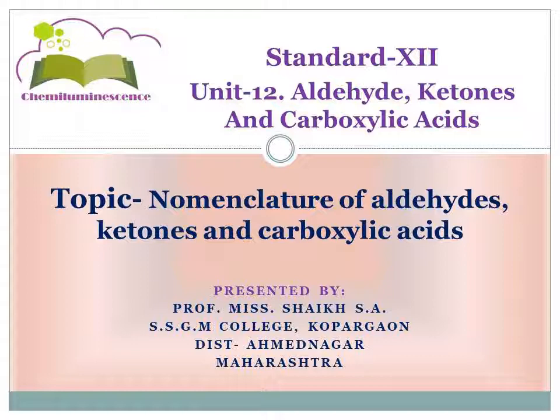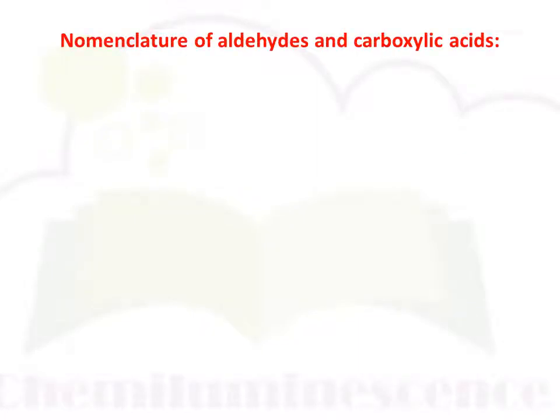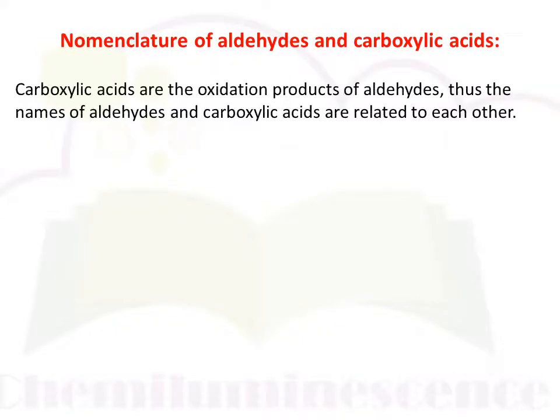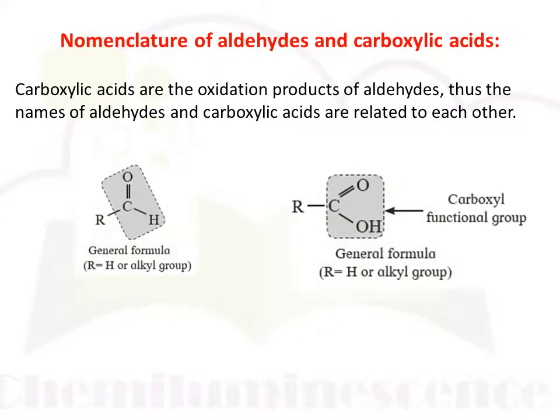In this video, we are going to study the nomenclature of aldehydes, ketones and carboxylic acids from unit number 12, aldehydes, ketones and carboxylic acids. First, we will study the nomenclature of aldehydes and carboxylic acids. Carboxylic acids are oxidation products of aldehydes. Thus, the names of aldehydes and carboxylic acids are related to each other.